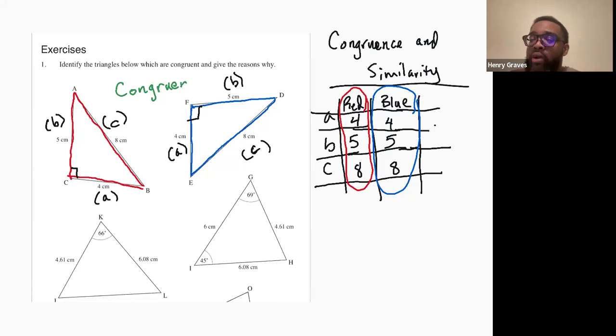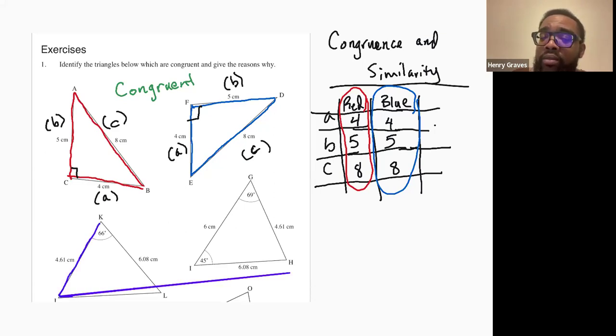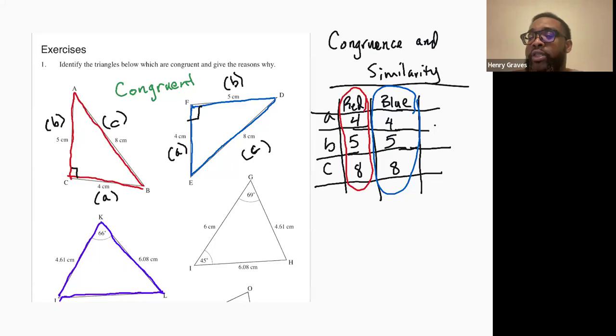Now I'm going to look at the other triangles, and I'm going to do different colors for those. I'm going to do purple for this one. I don't know what this side is here, so I'm going to leave that as a question mark, but we can find out what it is. That's my purple, and then I'm going to do my brown right here.